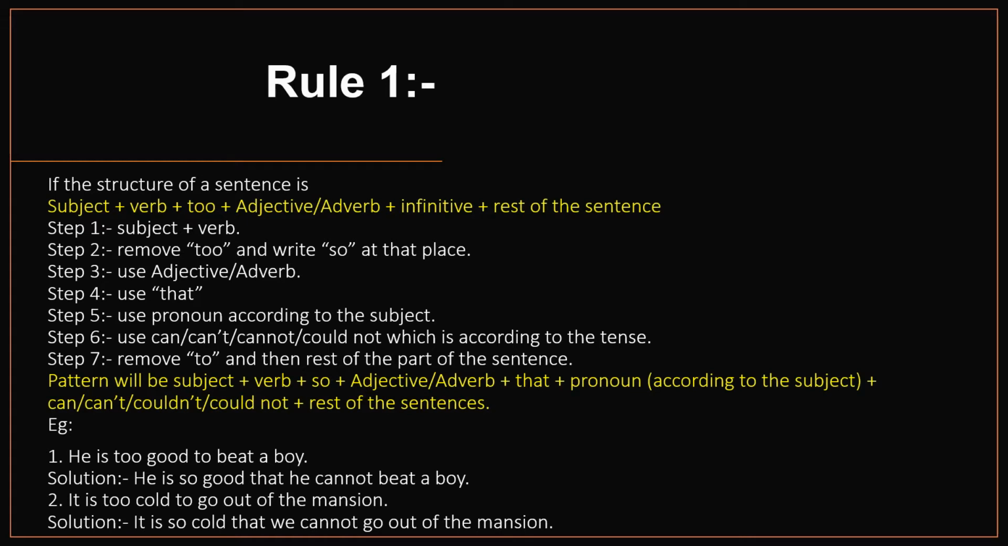Example, he is too good to beat a boy. And the answer will be, he is so good that he cannot beat a boy. Next, he is too cold to go out. It is too cold to go out of the mansion. The solution is, it is so cold that we cannot go out of the mansion.